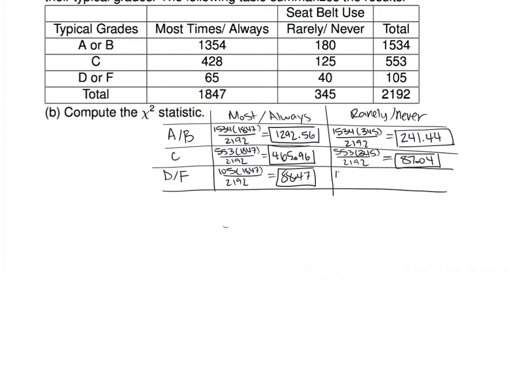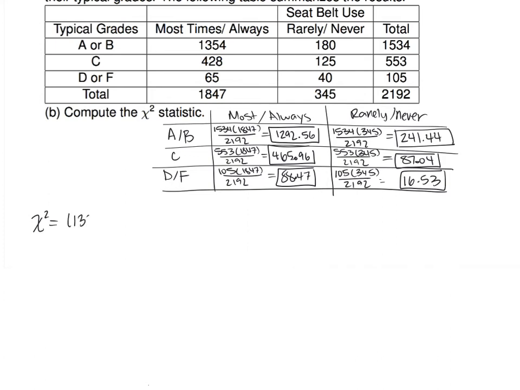And lastly, 105 times 345 out of 2192 comes out to be 16.53. And these are what you'd expect to see if there really was no relationship between these variables. So you can see that they're a little bit different than what you actually observed. And the chi-squared statistic is the thing that quantifies how different that is.